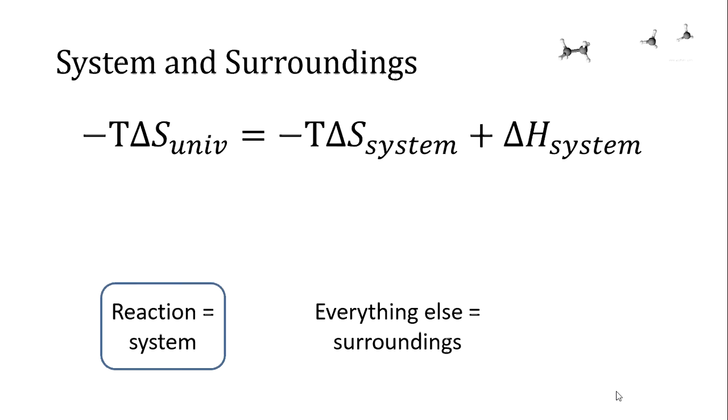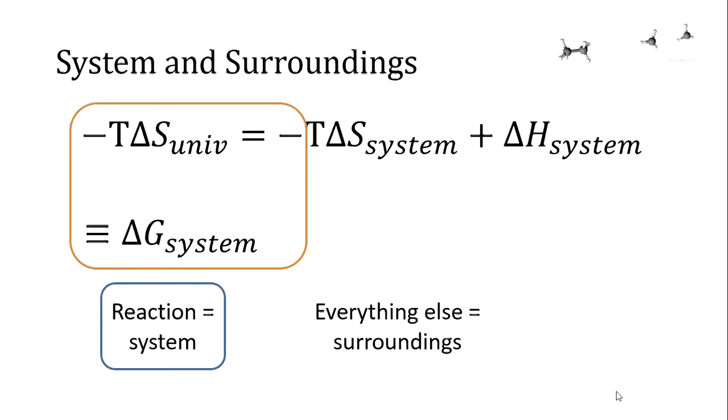If we multiply through this equation by minus 1 over T, we can get a slightly different equation. So now we have minus T delta S of the universe equals minus T delta S of the system plus delta H of the system. And it turns out that minus T delta S of the universe is the definition of something else we've worked with in general chemistry before. Delta G, the free energy of the system.